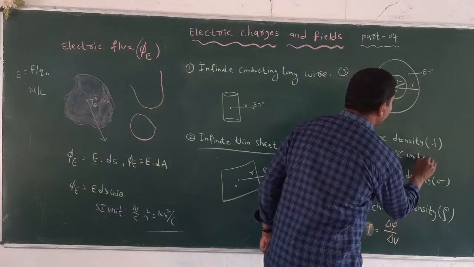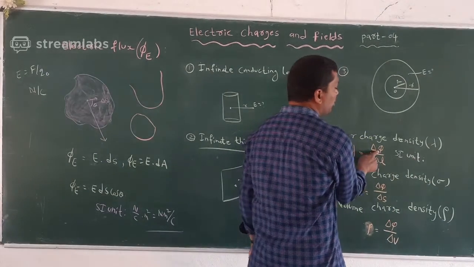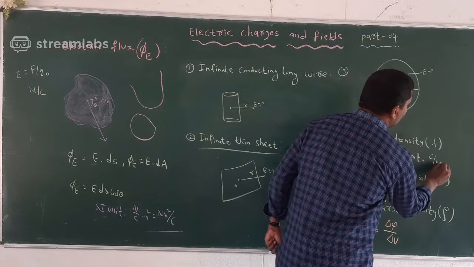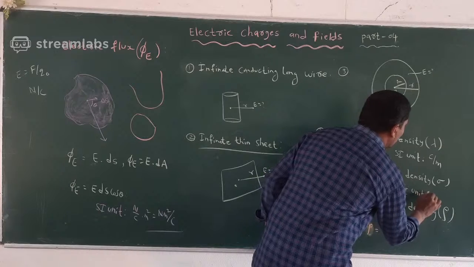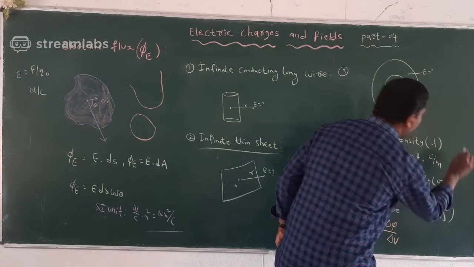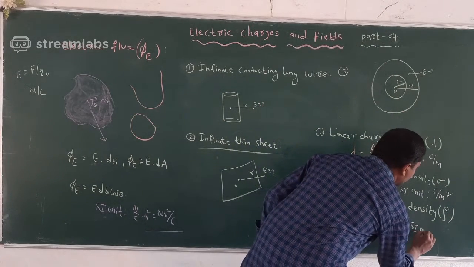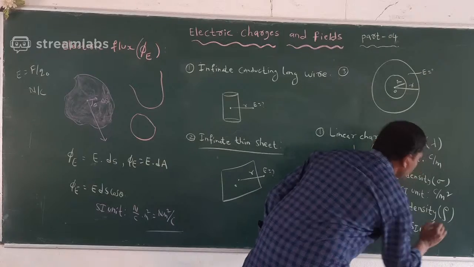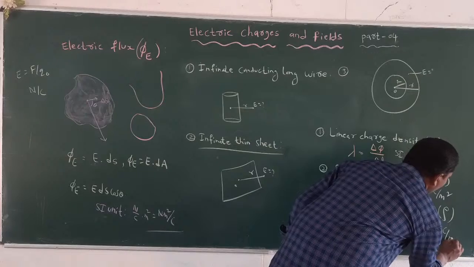So the SI unit will be charge. Charge ఏం తీసుకుంటాం మనము, కూలుంబ్. Coulomb per meter. And the SI unit of surface charge density, we can write coulomb per meter square. And then the last one, SI unit of volume charge density, coulomb per meter cube.